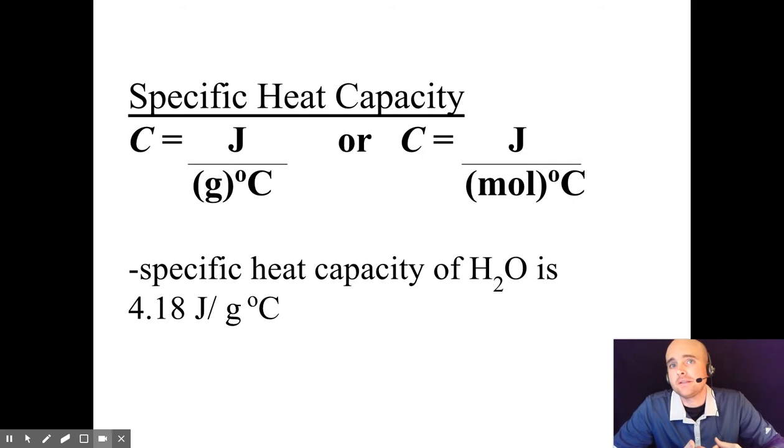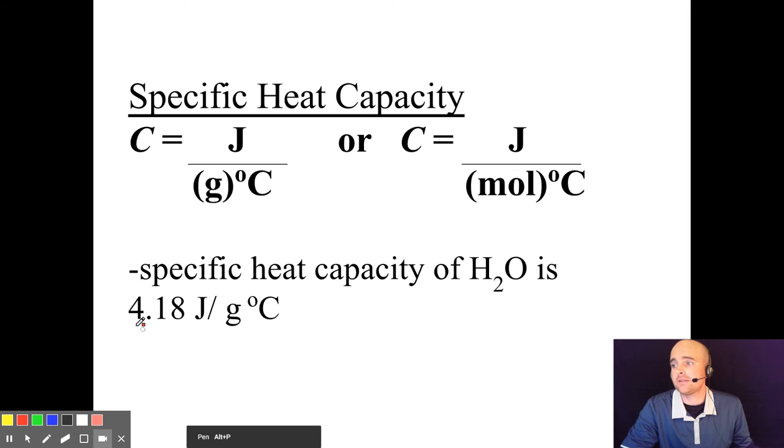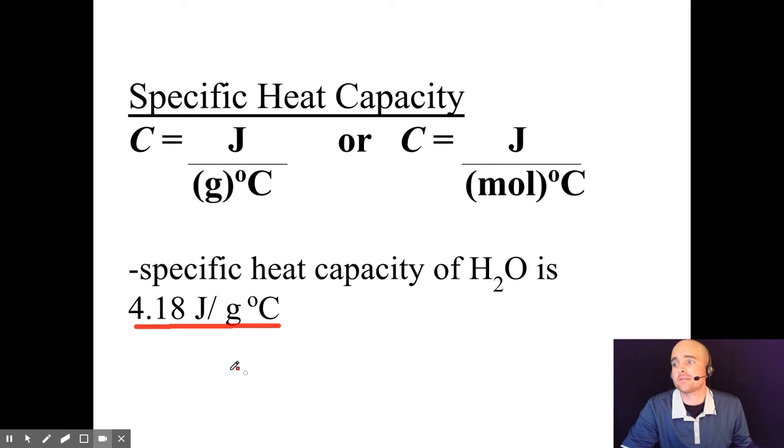To calculate this, we'll have to take into account a certain constant value that's individual for every substance, and that's called the specific heat. It is specific to each substance. Water has its own specific heat of 4.18 joules per gram degree Celsius. This is a value that is not on the AP formula chart, but I guarantee it will show up on the AP test. So you want to commit that one to memory for sure.